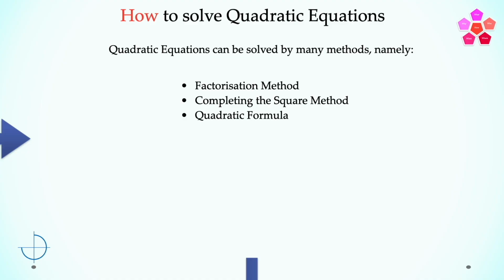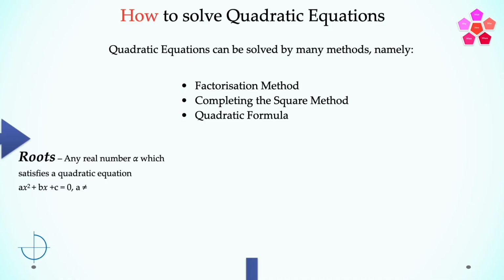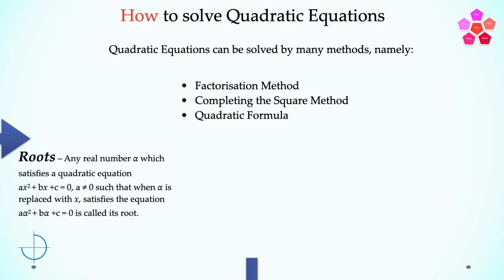Before we explore these methods, we should be clear about a few terms which are related to quadratic equations. Roots. Any real number, say alpha, which satisfies a quadratic equation ax squared + bx + c = 0, where a is not equal to 0, such that when alpha is replaced with x, it satisfies the equation a alpha squared + b alpha + c = 0, is called its root. In essence, we are just replacing x with alpha, and that is actually satisfying the equation.